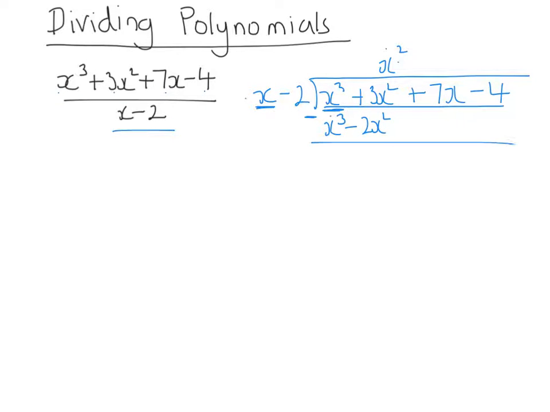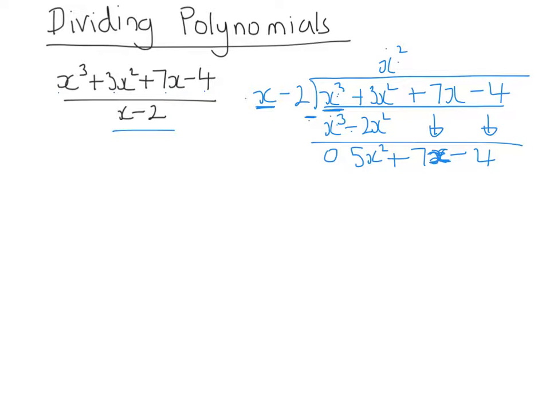Now when we take these away, x cubed take away x cubed is 0. You always line up identical powers one underneath the other. So x cubed take away x cubed cancels out, and 3x squared take away negative 2x squared is 5x squared. Now these two expressions just come down, so 5x squared plus 7x minus 4.